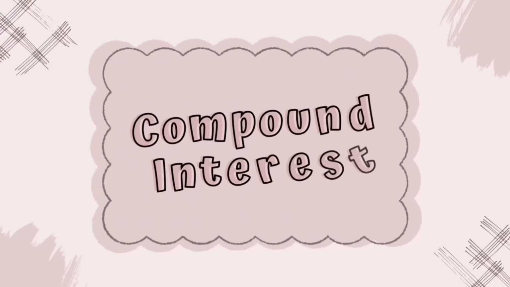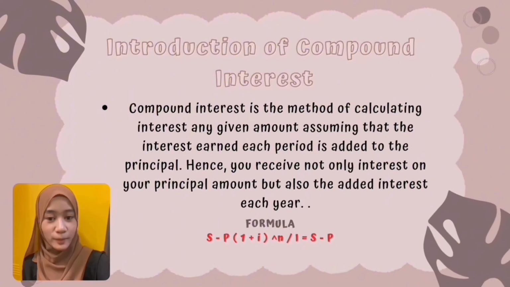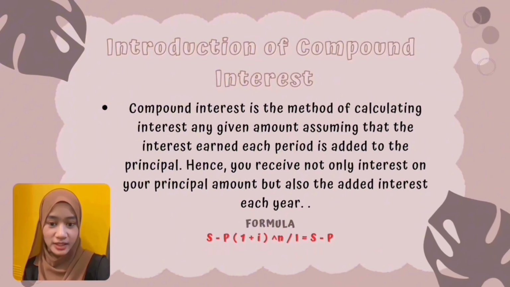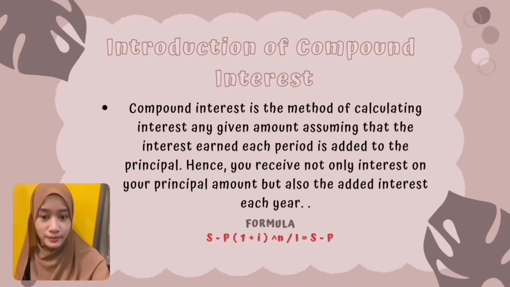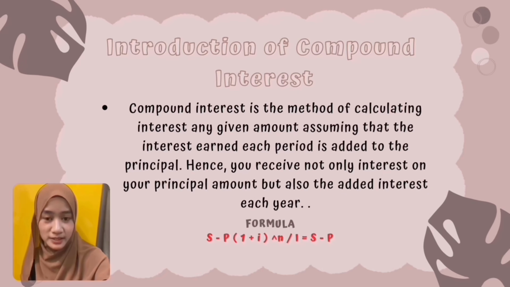Introduction of compound interest. Compound interest is the method of calculating interest on any given amount, assuming that the interest earned each period is added to the principal. Hence, you receive not only interest on your principal amount, but the added interest each year. Formula of compound interest is S equals P(1 + i)^n, and I equals S minus P.